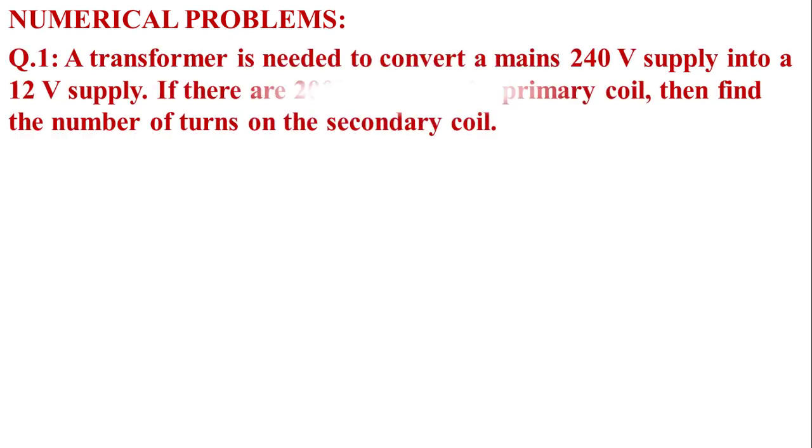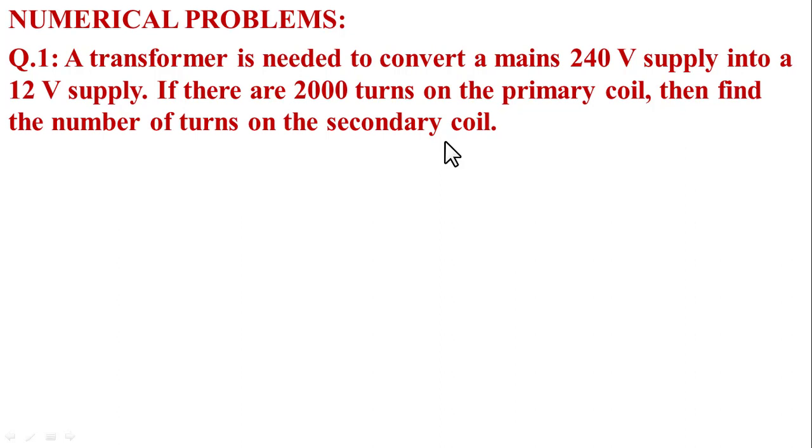Now we will start today's lesson. Question number 1. Numerical problems. Given statement: A transformer is needed to convert a mains of 240 volt supply into a 12 volt supply. If there are 2000 turns on the primary coil, then find the number of turns on the secondary coil.